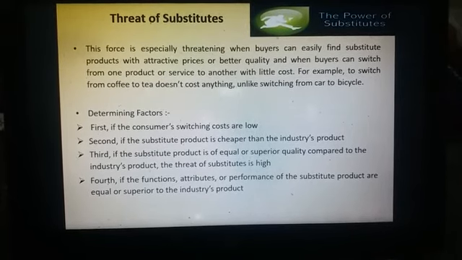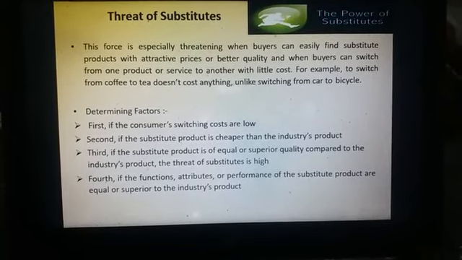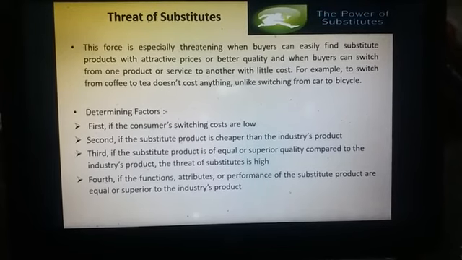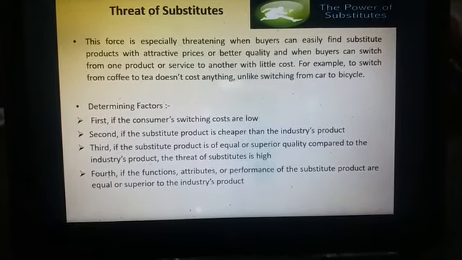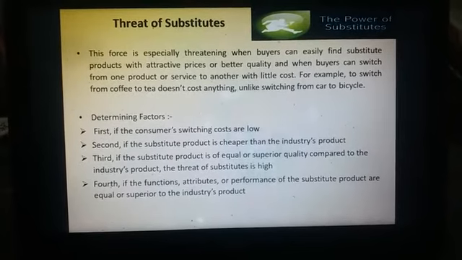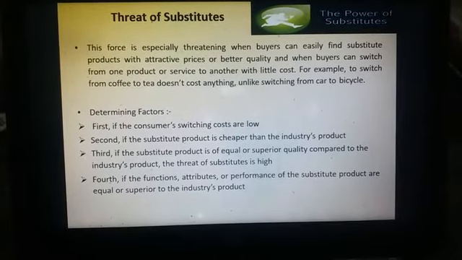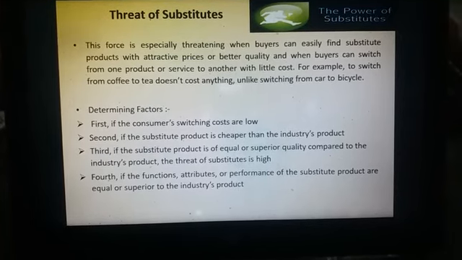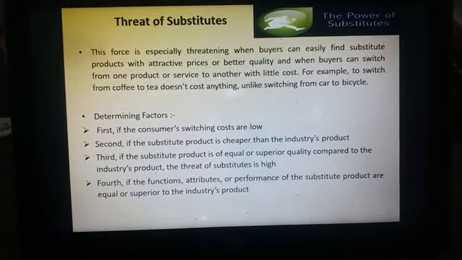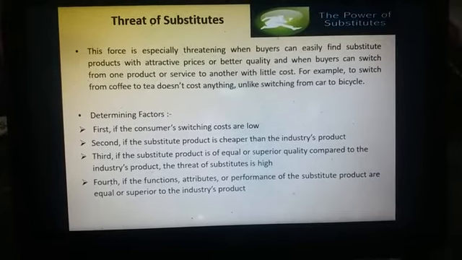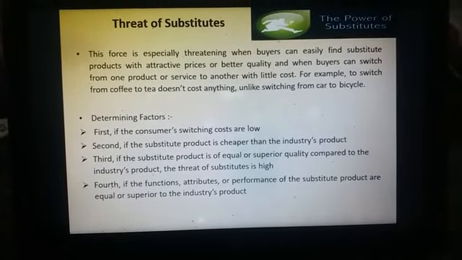Now, talking about the factors that actually affect the threat of the substitutes available. The first parameter is that the consumer switching cost is low. Whenever a consumer switches from A to B in the case of substitute goods, it nets to a negligible amount because more or less they are similar in nature.